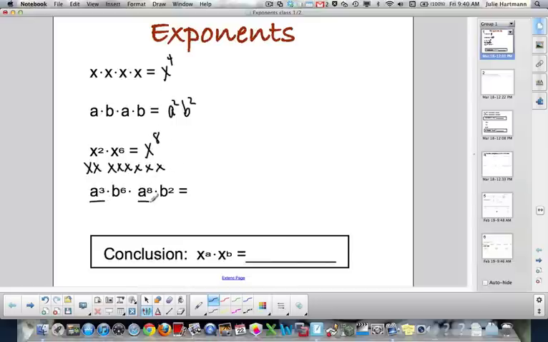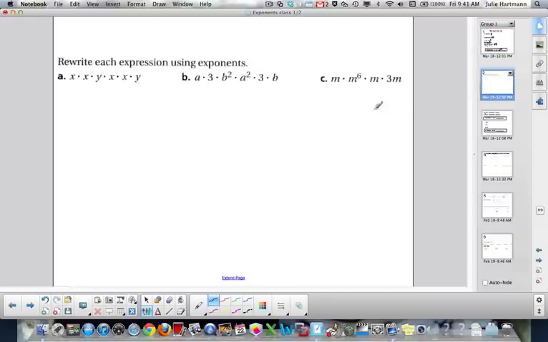Here, a cubed and a to the 8th. You have 3 a's and then 8 a's gives you 11 a's. B to the 6th and then b squared. 6 b's and 2 b's gives you 8 b's total. So when you're multiplying and you have the same base, only with the same base, when you are multiplying, you can add the exponents.